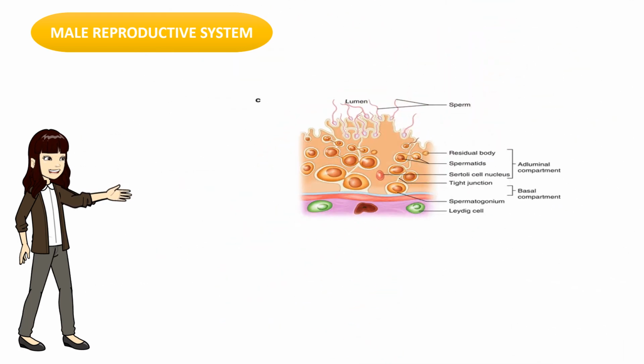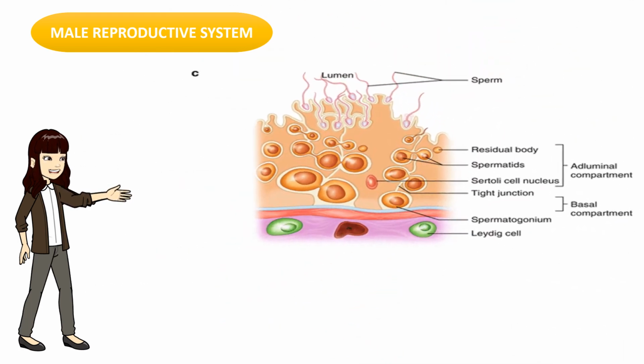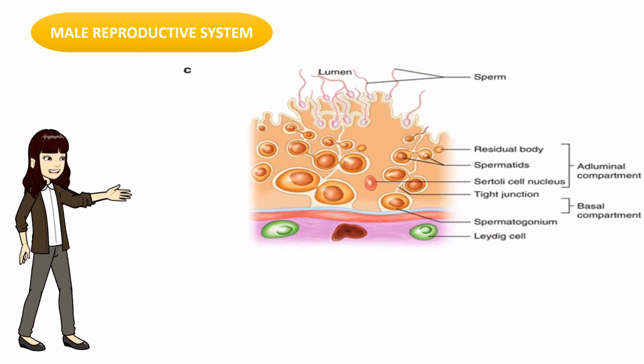Outside the seminiferous tubules, the interstitial compartment contains Leydig cells. Leydig cells produce the male sex hormone called androgen.